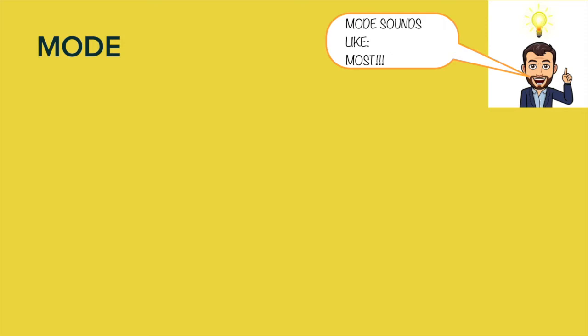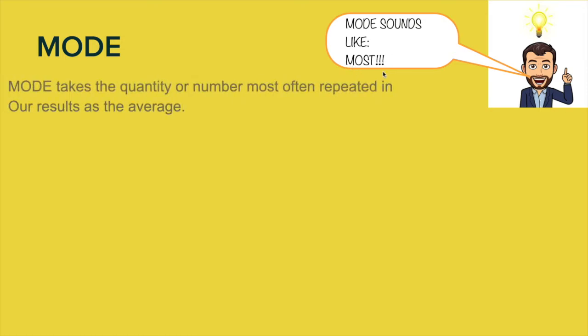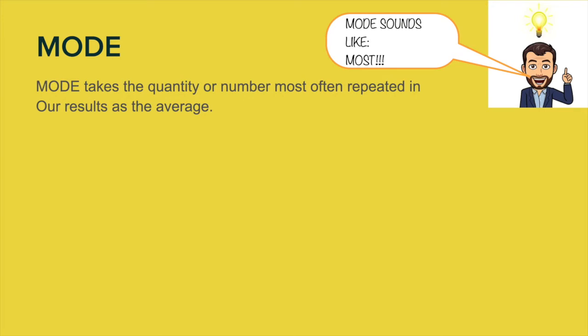Now, let's move on to our next average, which is called mode. Now, mode sounds like most. Yeah, so that's going to give us another clue as to how to find mode. It could be because it rhymes with most. Mode takes the quantity or the number most often repeated in our results as the average. So the number that appears the most times we take as our mode average.